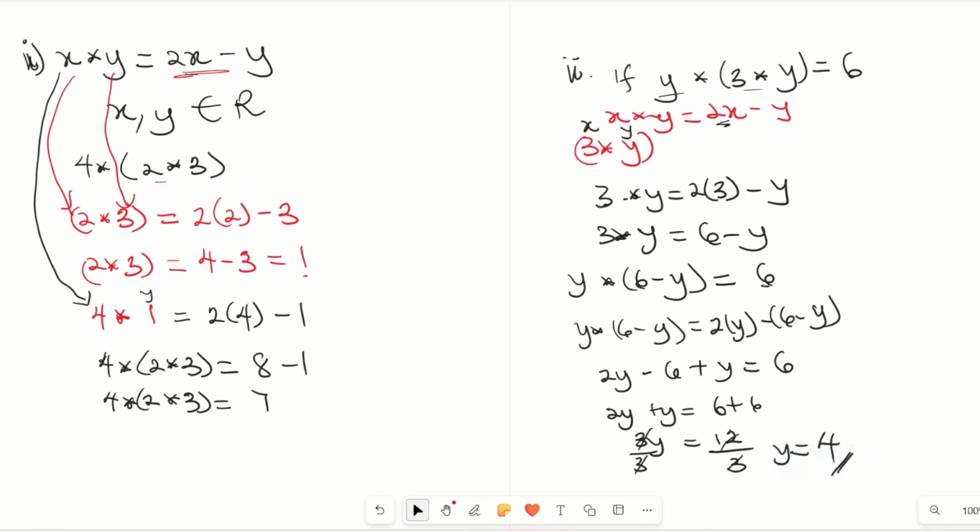Right, so with binary operation, all we do is input some values and then we get an output or a value that will also belong to the same set. So we have solved the question on binary operation.